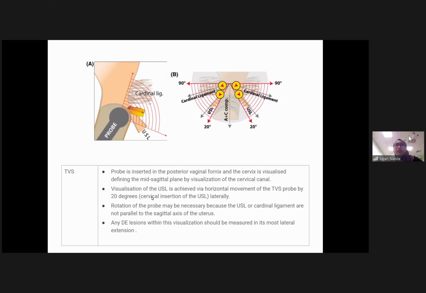So in the middle here is actually compartment A and C. The one being assessed is compartment B, which is the lateral part. Here is the uterosacral ligament and cardinal ligament. So any lesions along over here are measured by TVS, and the largest or cumulative lesion is referred to during the grading system.